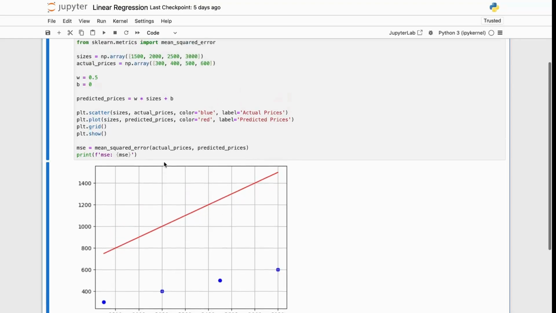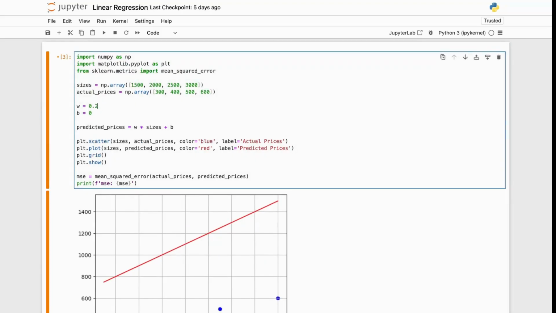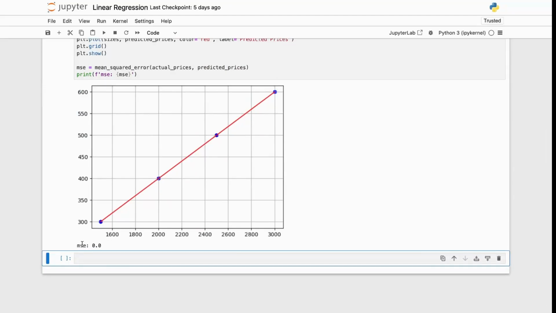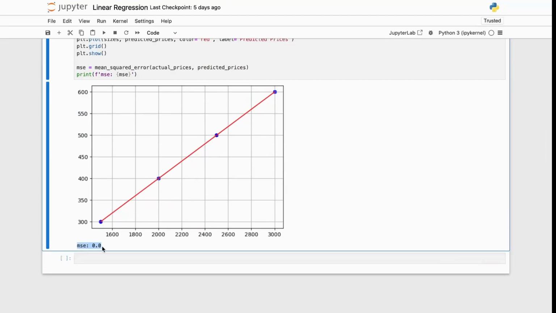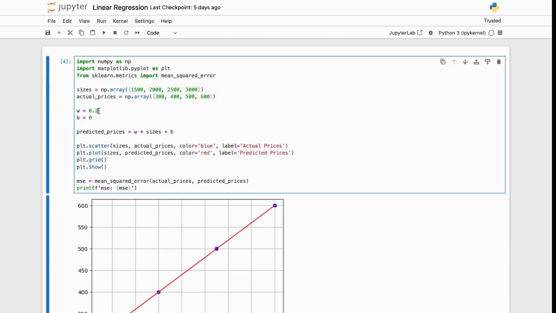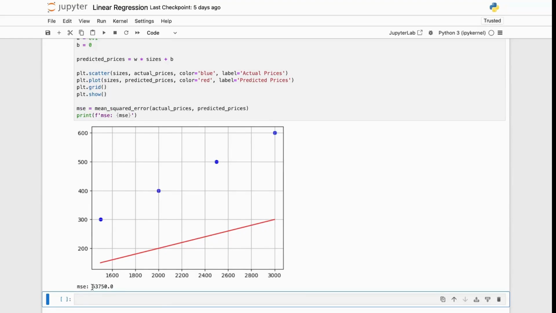Eventually, we find that the optimal value for W is approximately 0.2, where the MSE is at its lowest. For understanding purposes, we try decreasing W even more, but we notice that the MSE increases again. From this, we can conclude that when W equals 0.2 and B equals 0, the model's predictions are most accurate, giving us the best possible outcome.